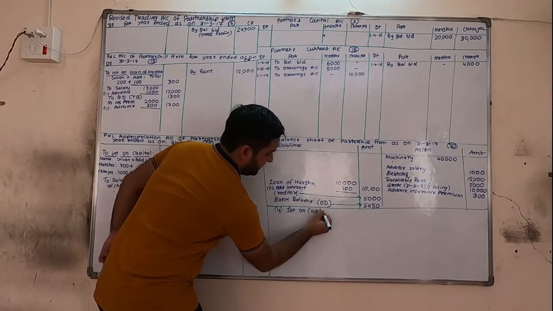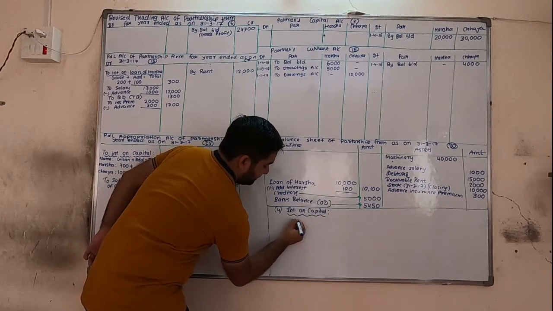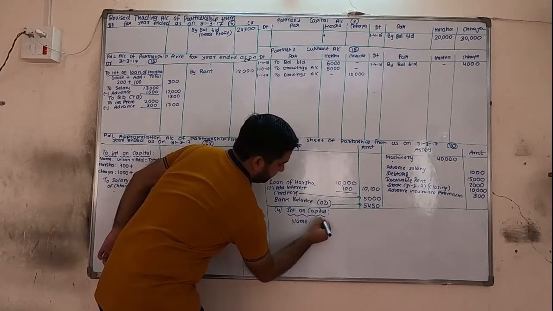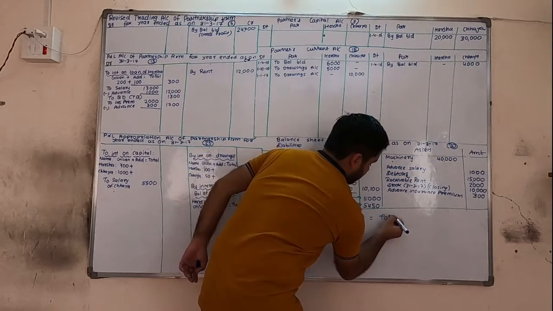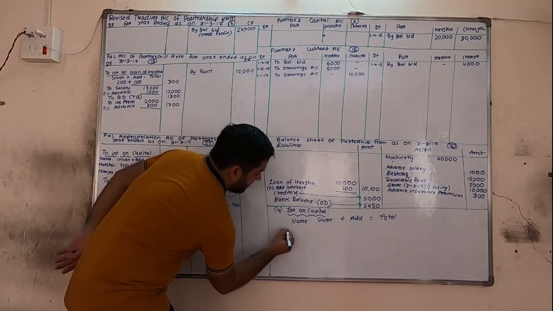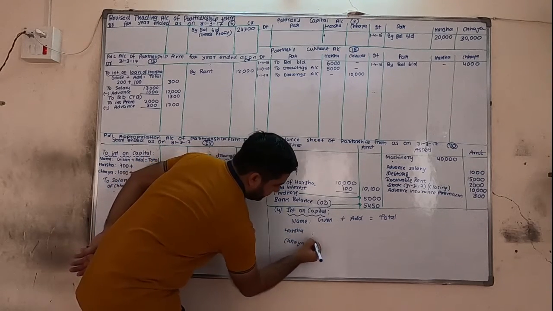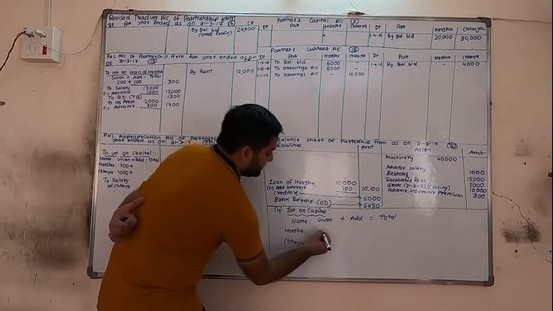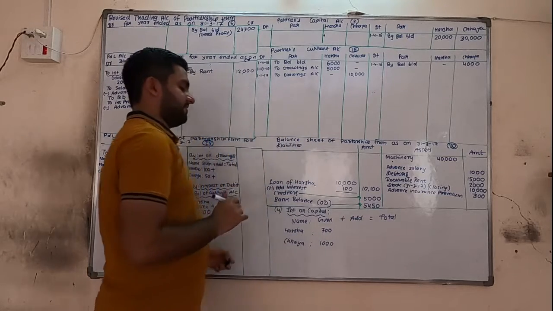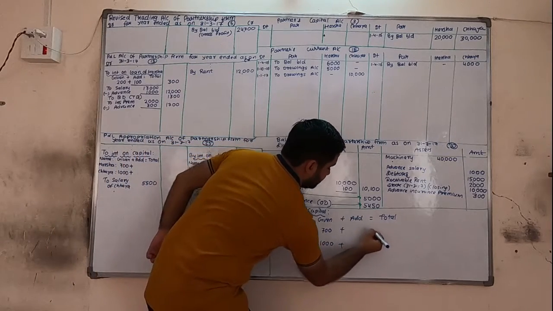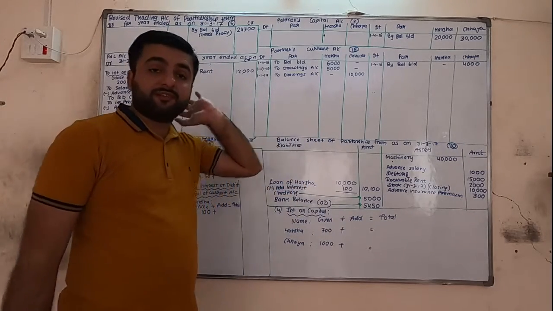Interest on capital. Name, given plus additional is equal to total. Harsha, Chaya. Given interest is 700 and 1000. We need to find out the additional interest. For that, we need to find the total interest.